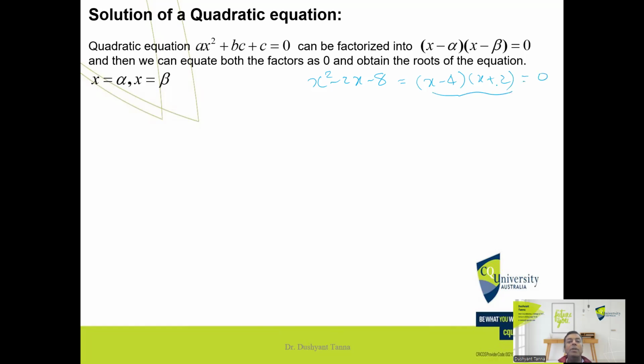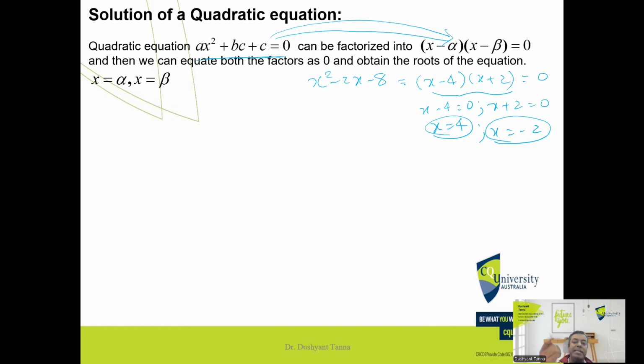Now, the multiplication of two numbers is 0. What do we say? Either the first one is 0 or the second one is 0. Therefore, either x is equal to 4, or x is equal to minus 2. That's what it's saying: a quadratic equation which can be factorized into x minus alpha, x minus beta. Alpha and beta are just Greek alphabet like A, B, C, D. It has been factorized and compared to 0. Either the first one is 0 or the second one is 0, leaving you with x is equal to alpha and beta.